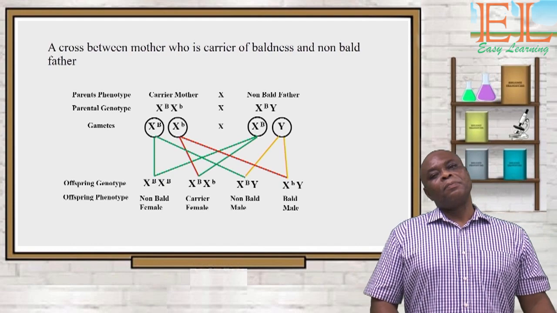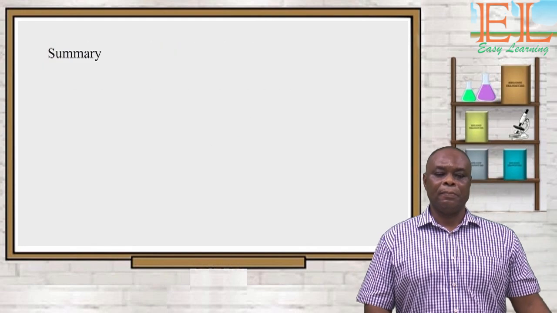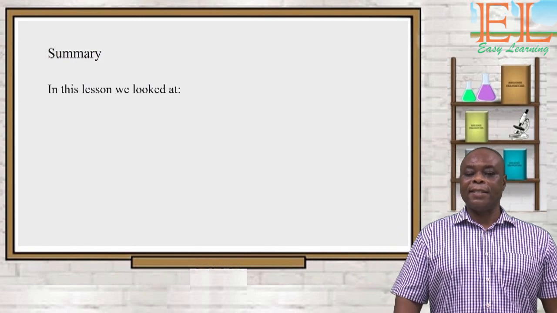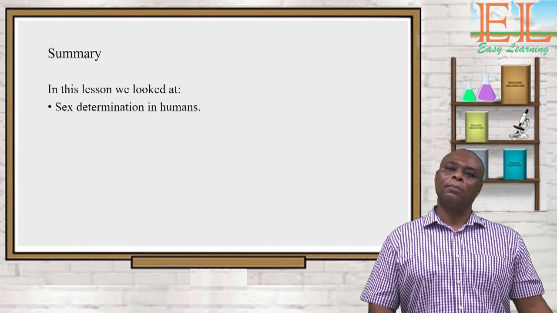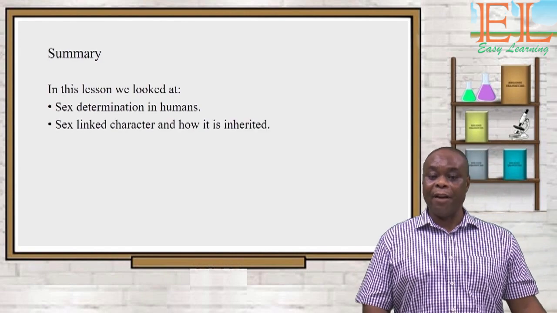Now let's see what we've done in this lesson. We looked at sex determination in humans. We also looked at sex-linked characters and how they are inherited.